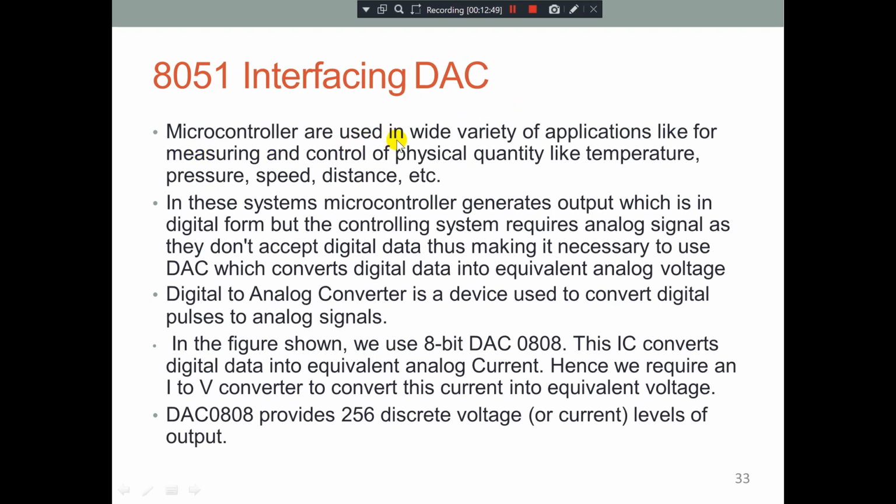Microcontrollers are used in a wide variety of applications, like measuring and controlling physical quantities like temperature, pressure, speed and distance. In these systems, the microcontroller generates the output in digital form. But in order to control some systems, we need the signal to be converted into analog form. For that reason we use a DAC interfaced with the 8051, which converts this digital data into an equivalent analog voltage.